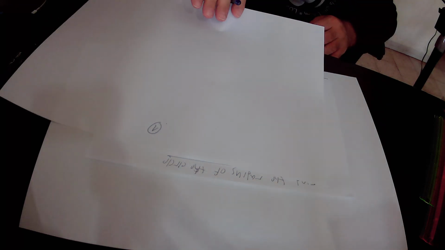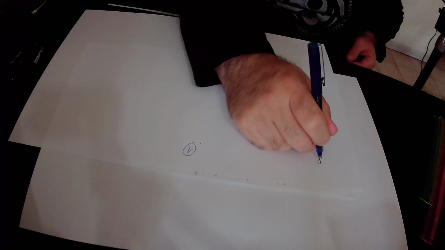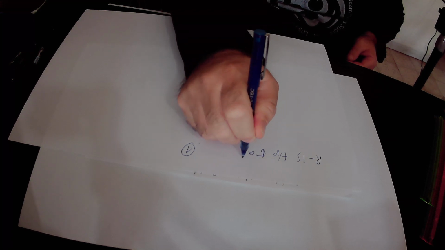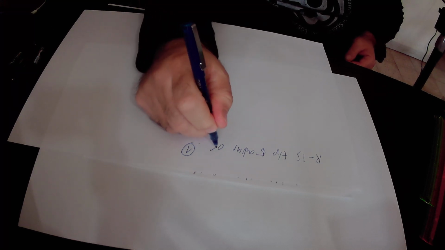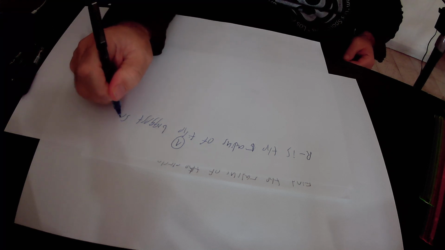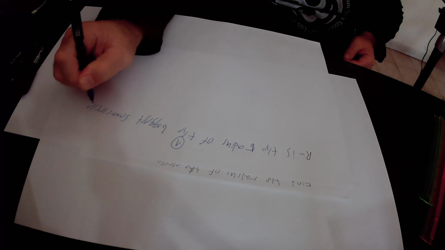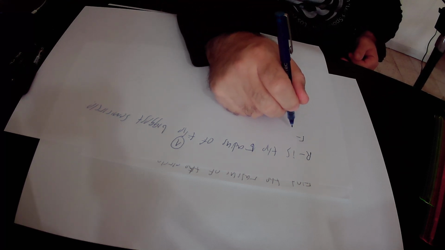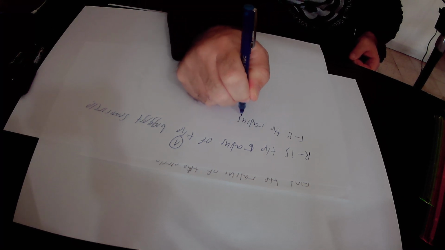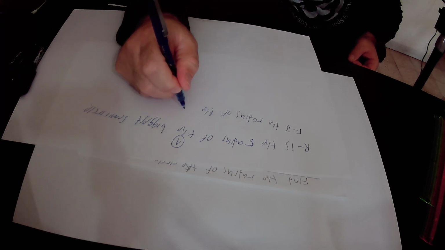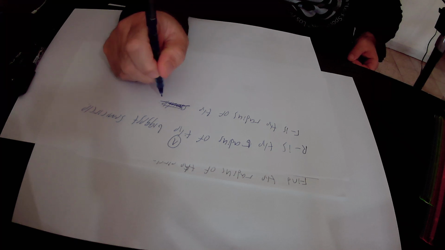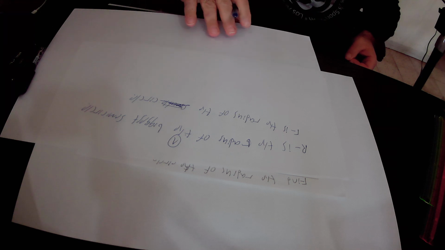So I write it down. Capital R is the radius of the biggest semicircle, and small r is the radius of the circle, that's the radius that we are looking for.